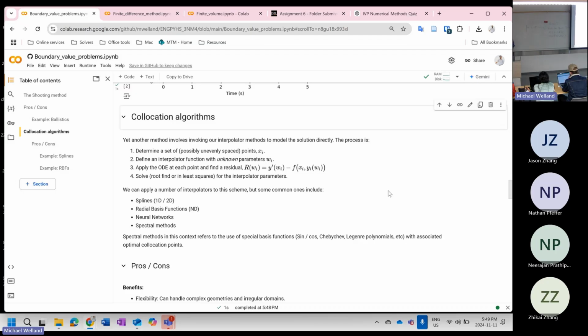Collocation algorithms is kind of neat. And you'll see neural networks there. That is not the context of using neural networks to solve PDEs. That is the modern standard, actually.